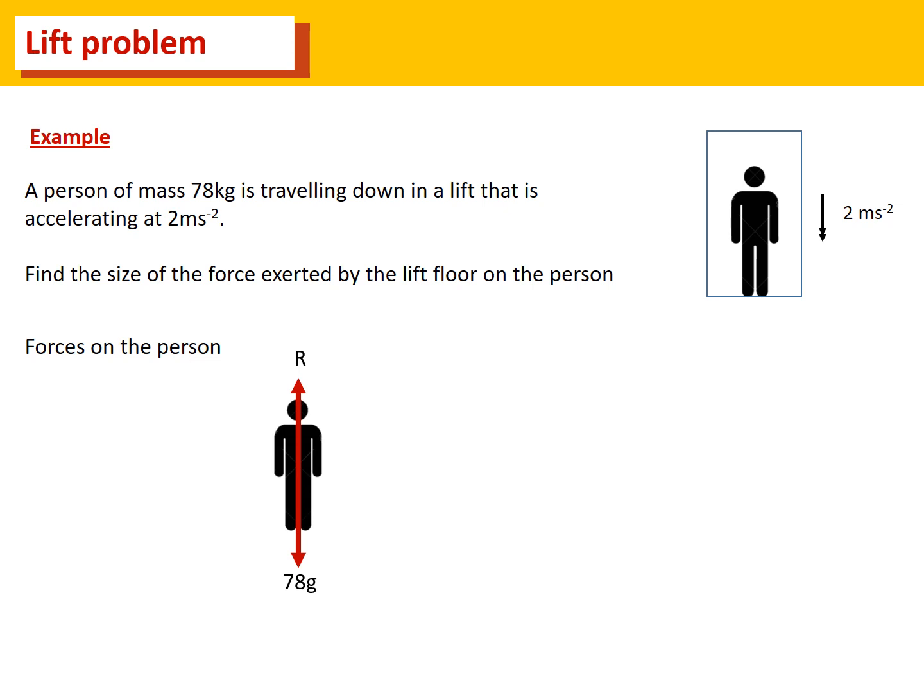The lift is accelerating downwards, so the resultant force on the person is this 78g downwards minus R, which is acting upwards. So that resultant force equals the mass times acceleration, and when we rearrange that, we find that R equals 608.4 newtons. Now that's the force on the person.